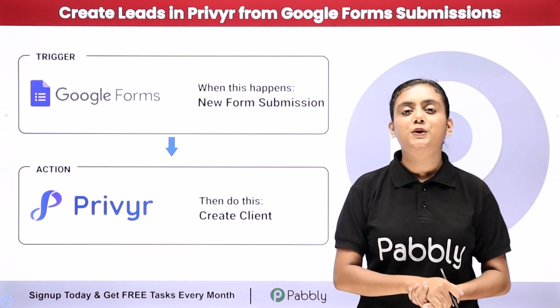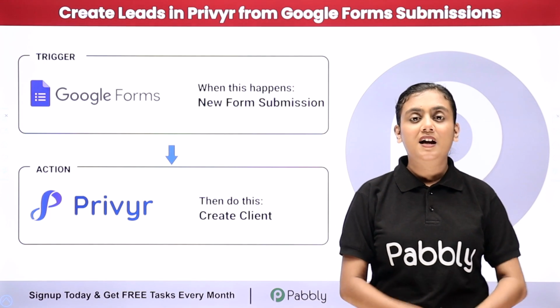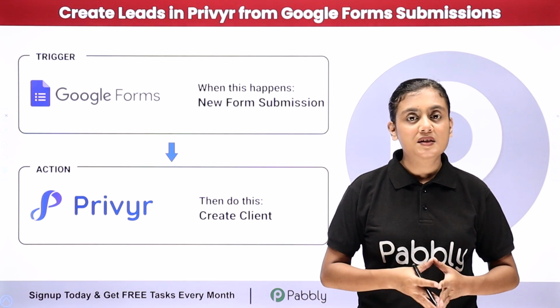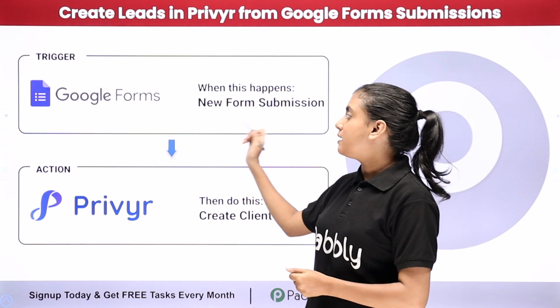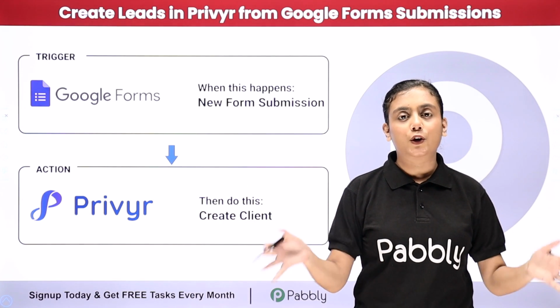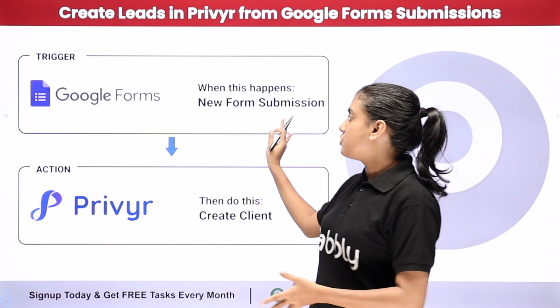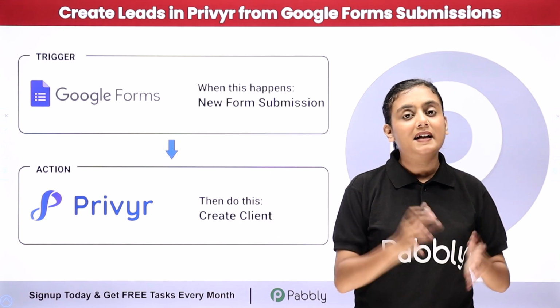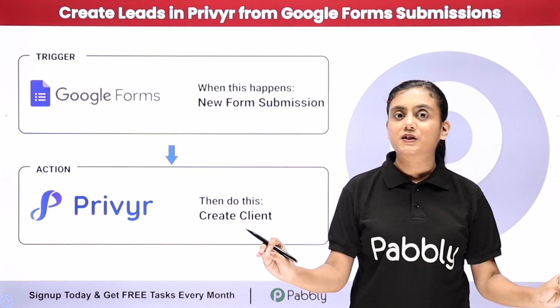In this video, we are going to learn how to create leads in Privyr from Google Forms submission. So I am an owner of a marketing agency business and I collect my leads data through the form I've created using Google Forms. And I use Privyr to manage all my leads and follow up with them. Over here what I want is that as soon as the lead form submission is done, I want to add that lead as a client in my Privyr account, and doing that manually is a very time consuming process.